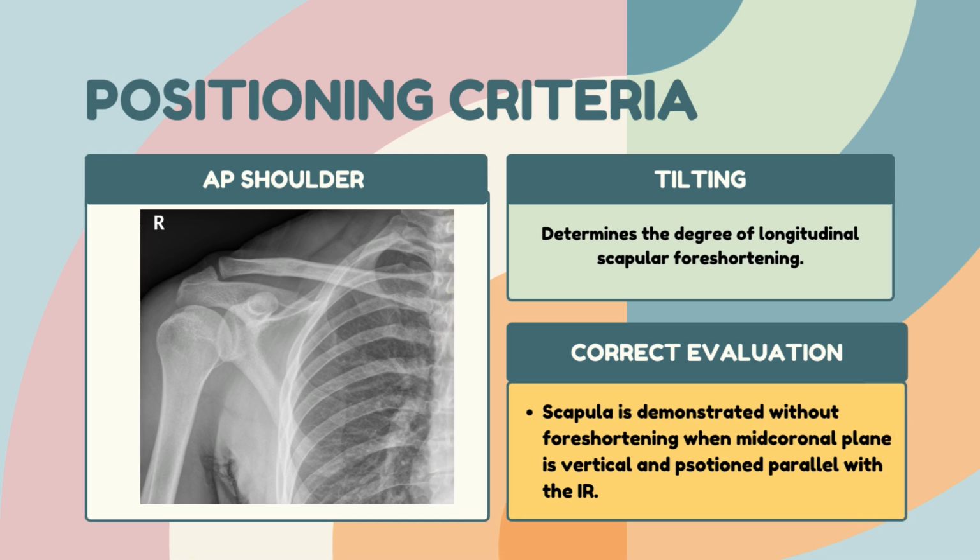Another criteria to evaluate correct positioning for A.P. shoulder is to evaluate shoulder tilting. This criteria is to determine the degree of longitudinal scapular foreshortening. With correct tilting, the scapula is demonstrated without foreshortening when the midcoronal plane is vertical and positioned parallel with the IR.